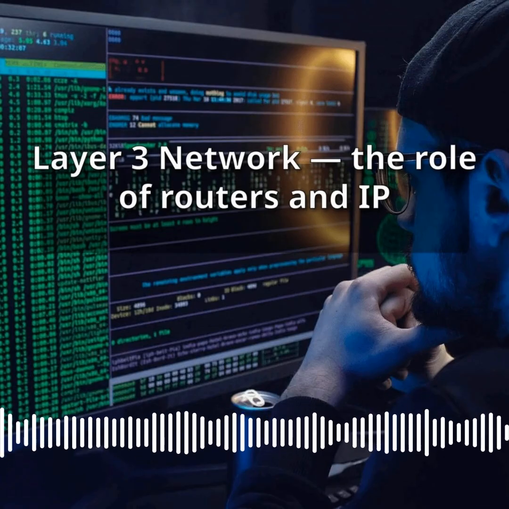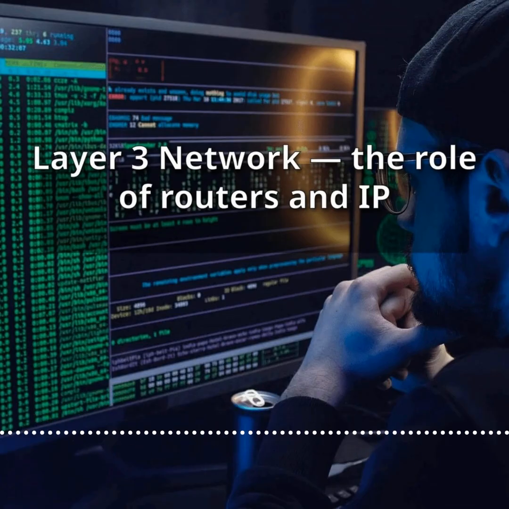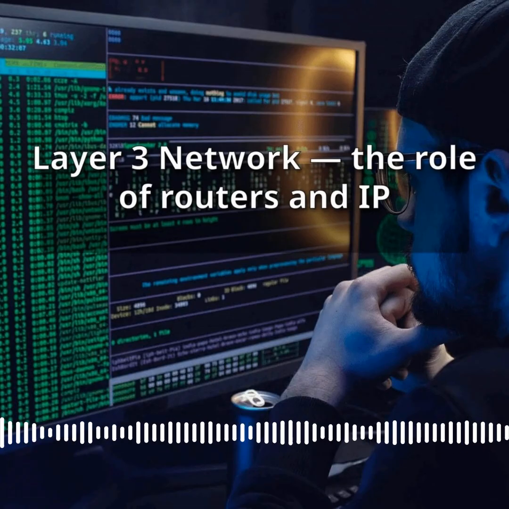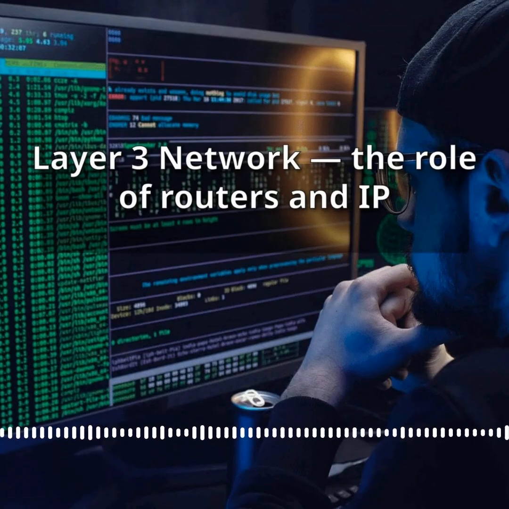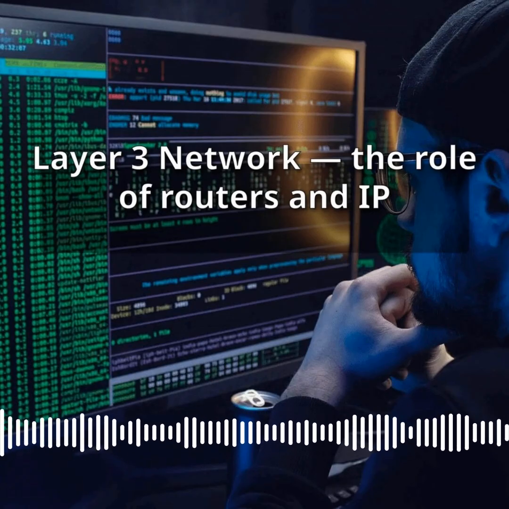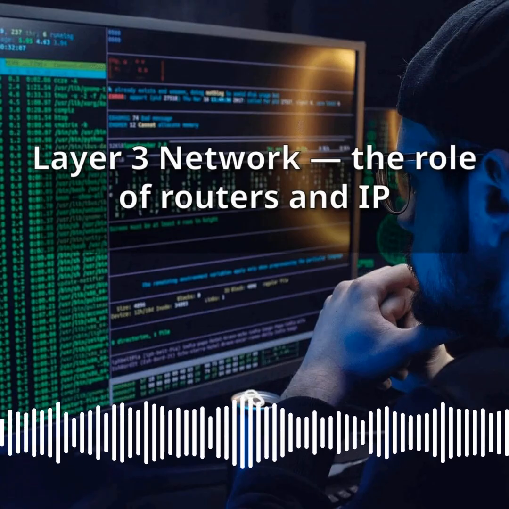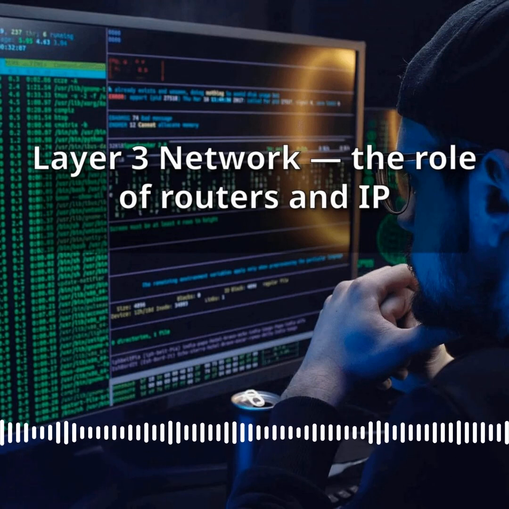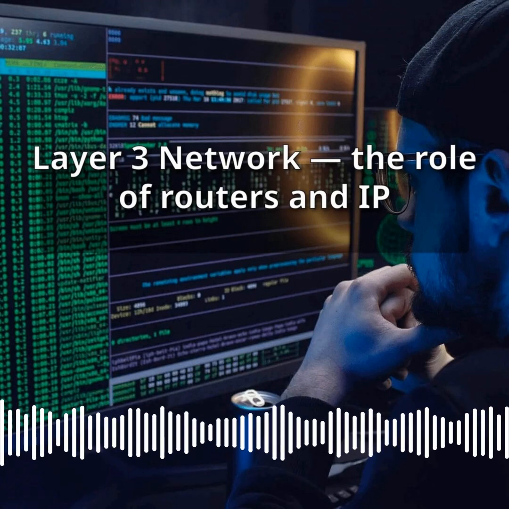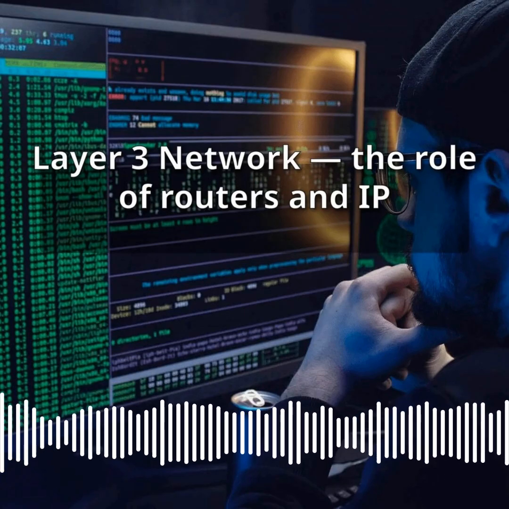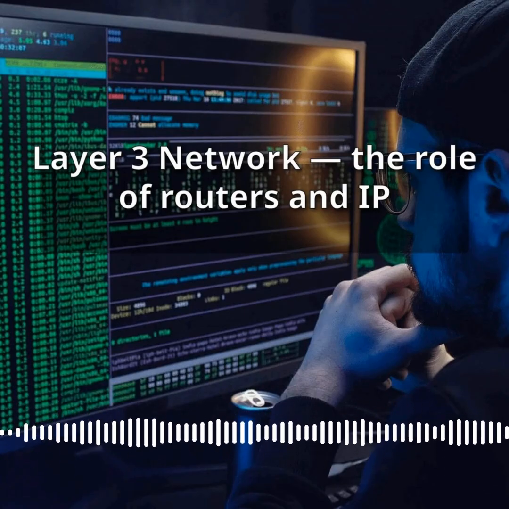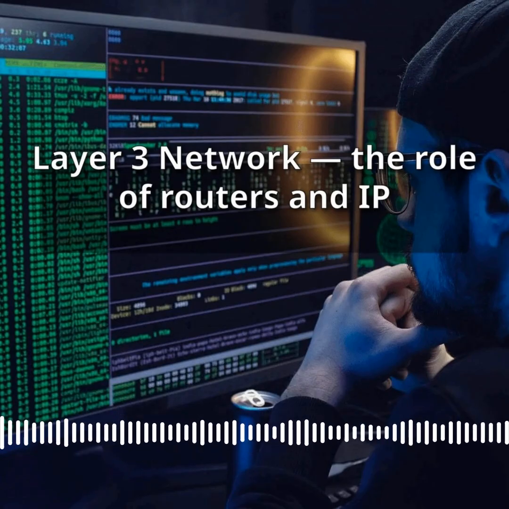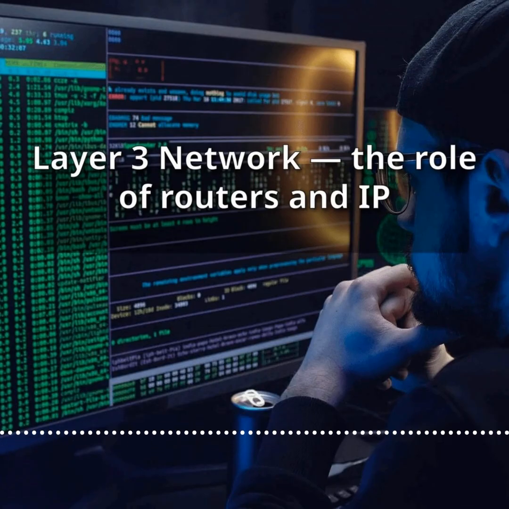Two special addresses exist within any subnet. The network address is the first address in the range, for example, 192.168.1.0. It identifies the network itself and cannot be assigned to a device. The broadcast address is the last address in the range, for example, 192.168.1.255. It is used to send a message to all devices on the network simultaneously. Understanding subnets is critical in cybersecurity because network segmentation, dividing a large network into smaller subnets, is a key defense strategy. It limits the spread of attacks by isolating different parts of an infrastructure.